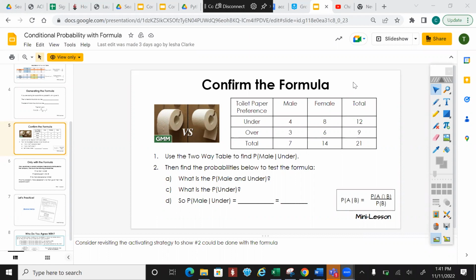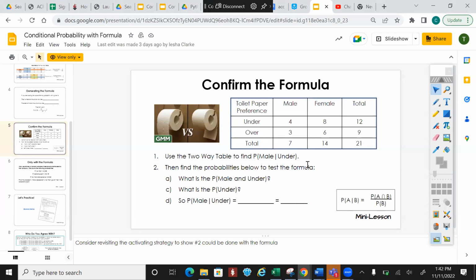So we're gonna discuss. We're gonna go back. Okay. So toilet paper preference. Back to this whole discussion. Under or over? Under is champion. Okay. So we have a two-way table, right? We've got the probability of male given under, right?